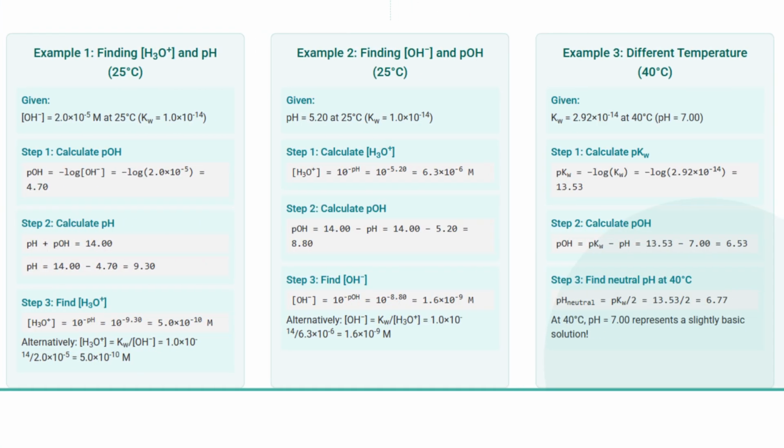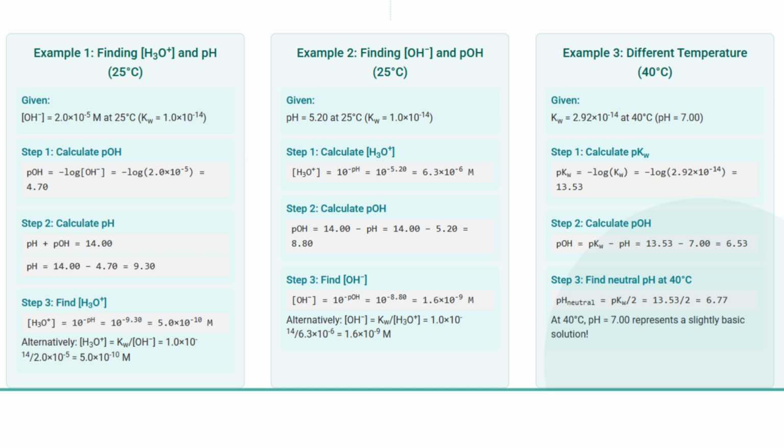Let's try example 1, finding H3O plus and pH at 25 degrees Celsius. We are given that the hydroxide ion concentration is 2.0 times 10 to the negative 5 molar at 25 degrees Celsius. Step 1. Calculate pOH.